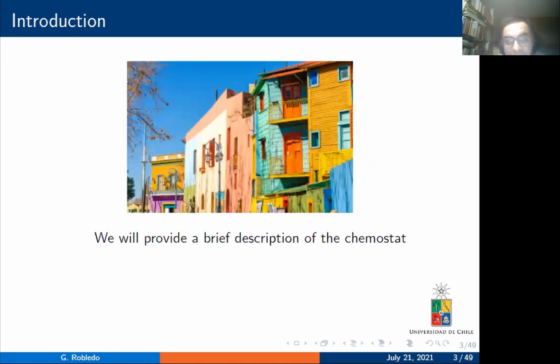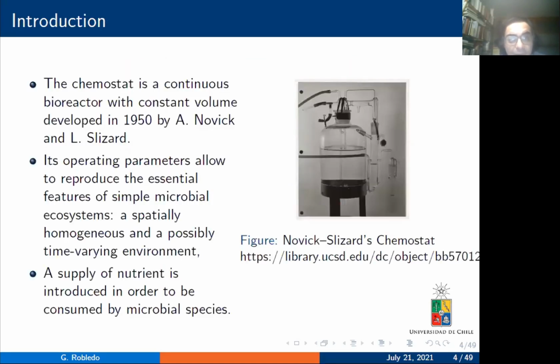Now I want to explain briefly what is a chemostat. The chemostat is a continuous bioreactor with constant volume developed in 1950 by Aaron Novick and Leo Szilard. Its operating parameters allow to reproduce the essential features of simple microbial ecosystems, namely a spatially homogeneous and possibly time-varying environment. In addition, a supply of nutrient is introduced in order to be consumed by the microbial species.